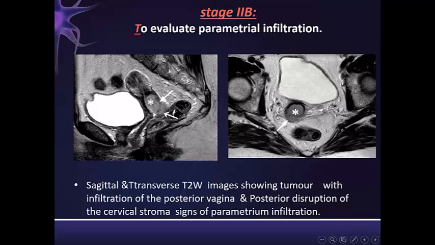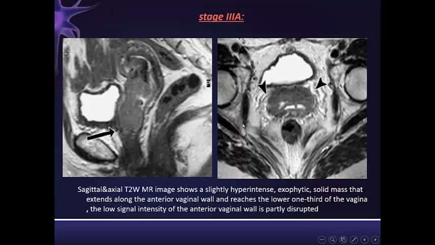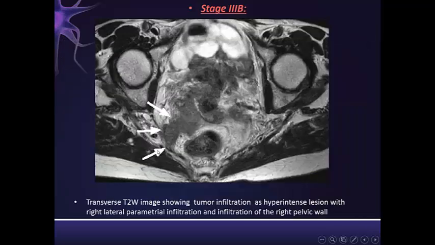When you find parametrial infiltration, please, you must check for the lymph nodes, because in many cases, if there is parametrial infiltration, you will find lymph nodes at the same site of the parametrial infiltration. And here, parametrial infiltration on the right side, you can see right lymph nodes seen. If it is reaching the lower vagina, then we are 3A. We are stage 3A. Here, this mass is reaching the lower vagina, then this is stage 3A.